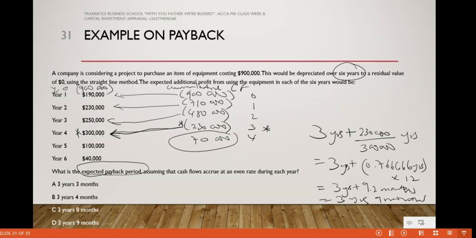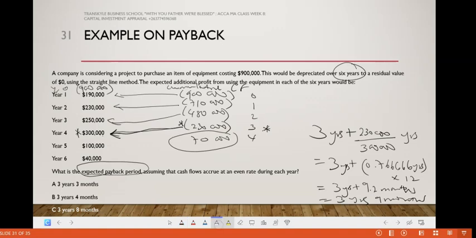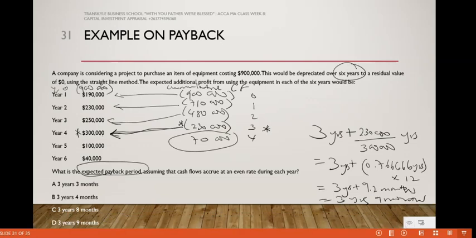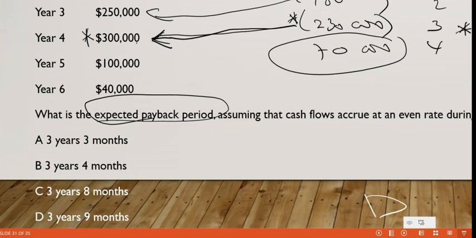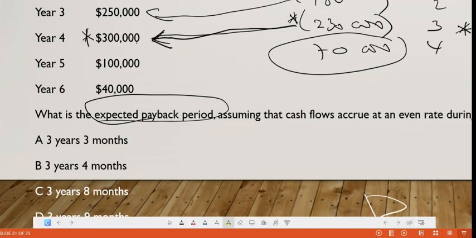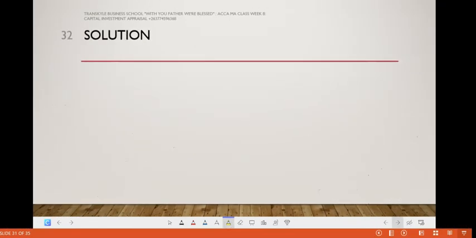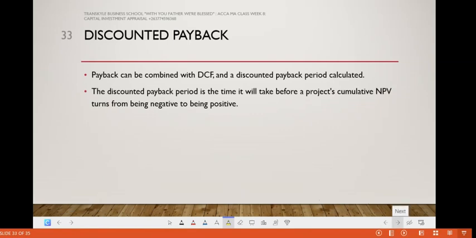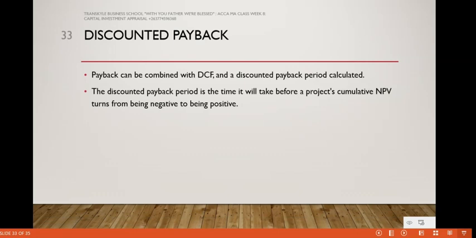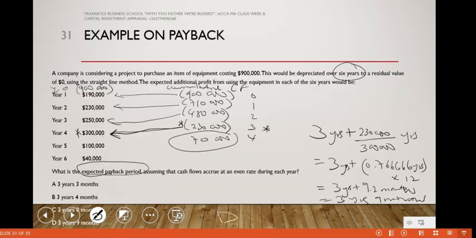Okay, and the answer should be D. Answer should be D. That's our answer. As you can see, there is a D there, and that D is 3 years, 9 months. I'm sure you have seen that.